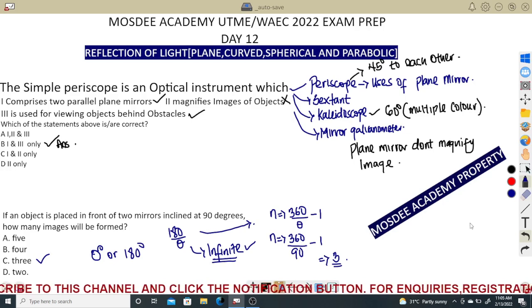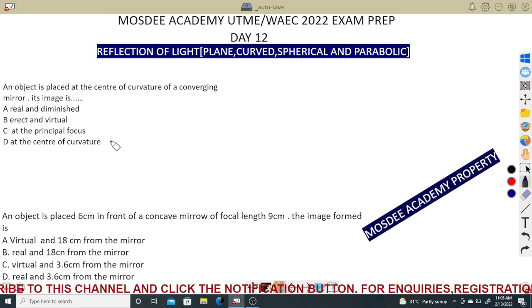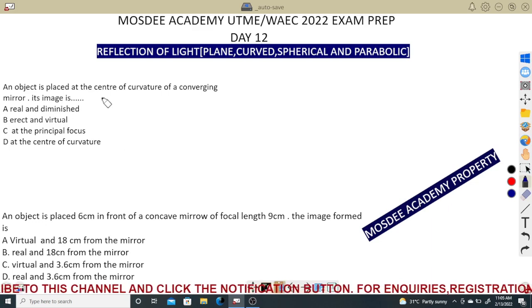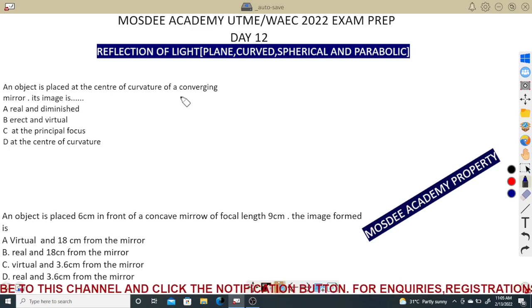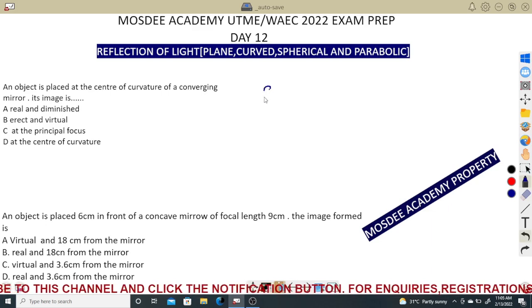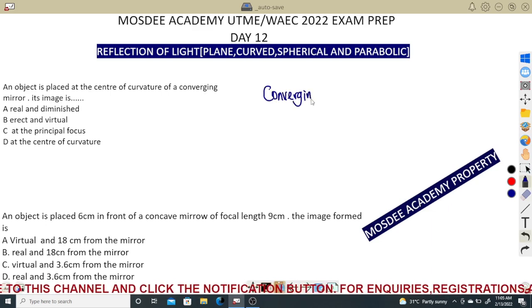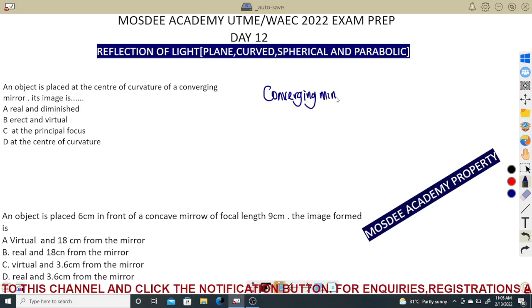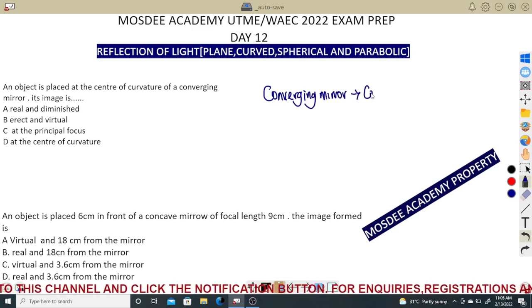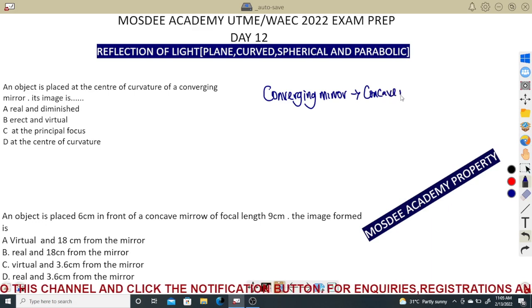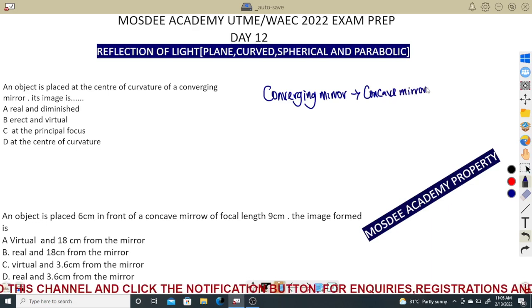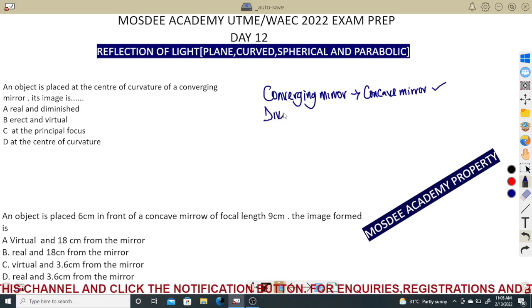So which is the most important thing? We move to the next question. Question 5. About question 5, we need to be fast. An object is placed at the center of curvature of a converging mirror. Let it be known that a converging mirror is the same thing as a concave mirror. When we get to lenses, we also call it a convex lens. Don't worry about that for mirrors now; keep it at the back of your mind. So the opposite will be a diverging mirror.